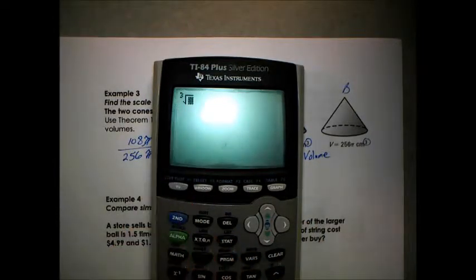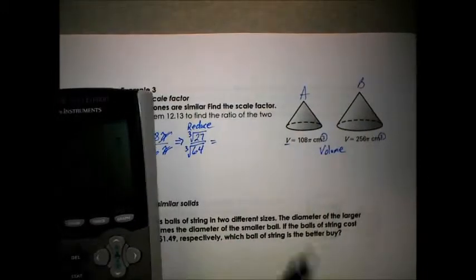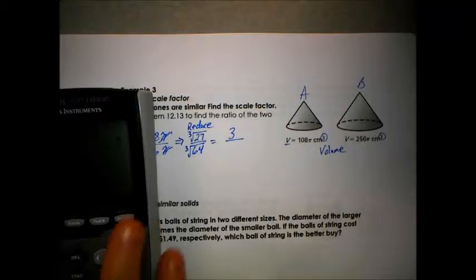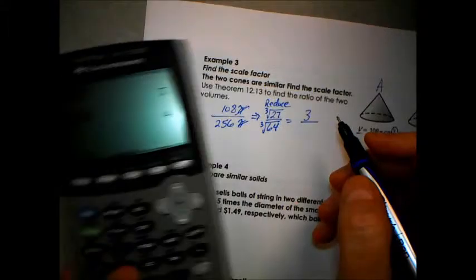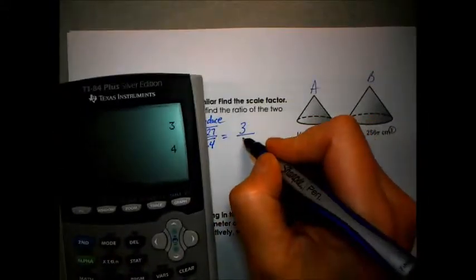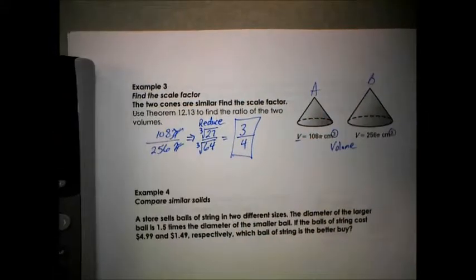The cube root is, once again, math, and the number 4 gives you the cube root. Type in 27. And I do math 4 again and type in 64. And when I type in the cube root of 64, it gives me 4 as my answer. And 3/4 is my scale factor.